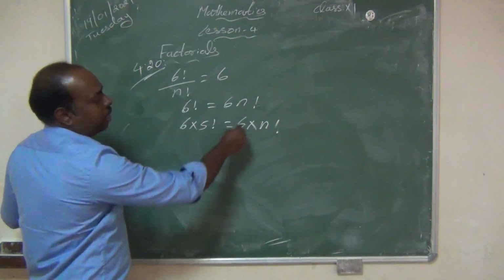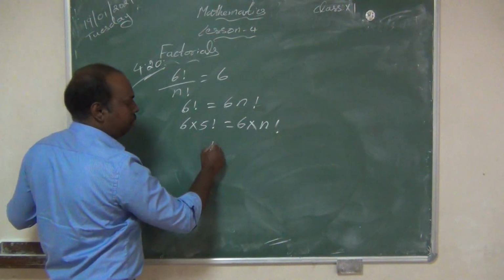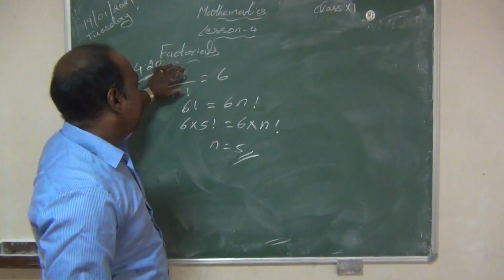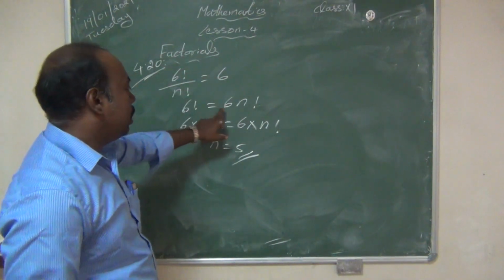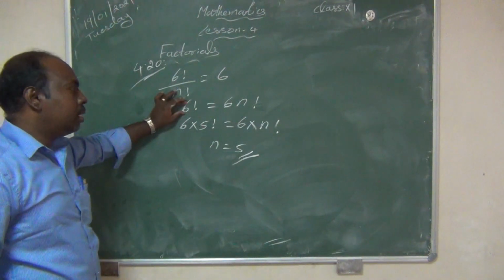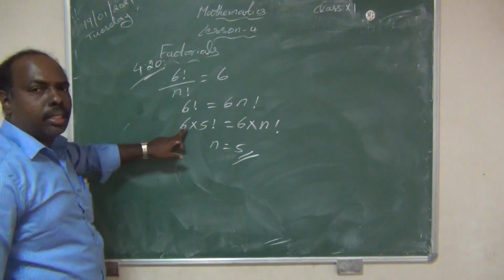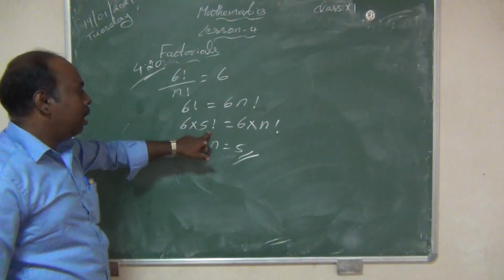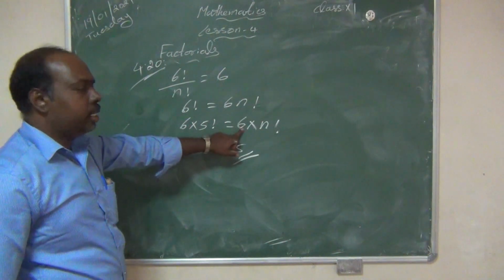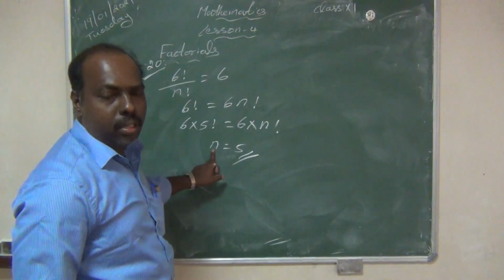Now again 6 gets cancelled. 5 factorial equals n factorial. Therefore n equals 5. Understand? Once again, cross multiply: 6 factorial equals 6 into n factorial. So 6 factorial can be written as 6 into 5 factorial, then 6 into n factorial. So 6 gets cancelled. 5 factorial equals n factorial, therefore n equals 5.